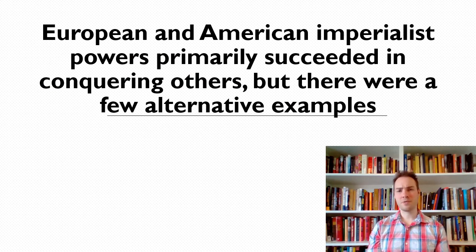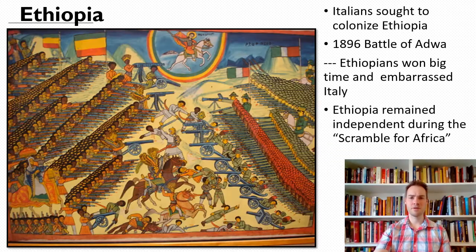So these European and American imperialist powers basically conquer Africa, East Asia, South Asia, Southeast Asia. There were remnants of it already in Latin America, right? Hence the name. But there are a few alternative examples that show the limits or show some resistance to this process, and they're pretty important for thinking about what's going to happen later.